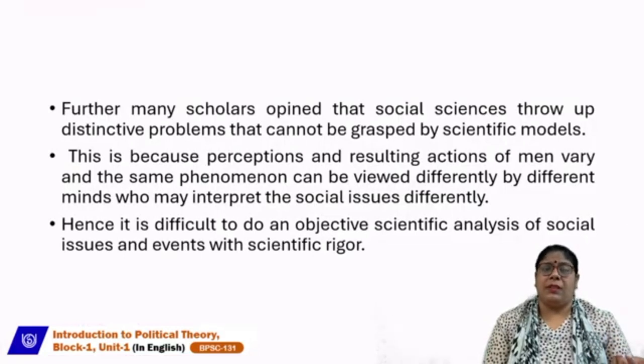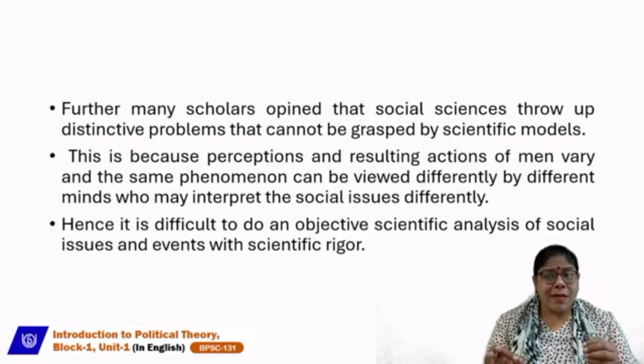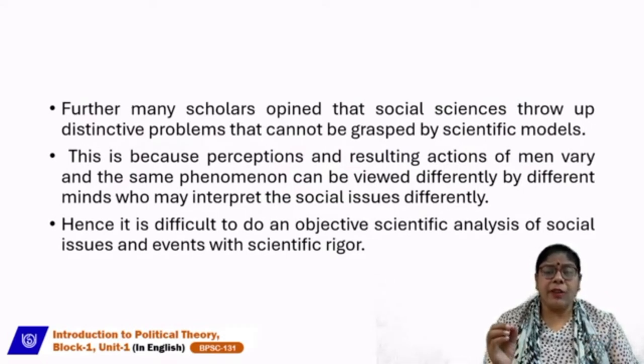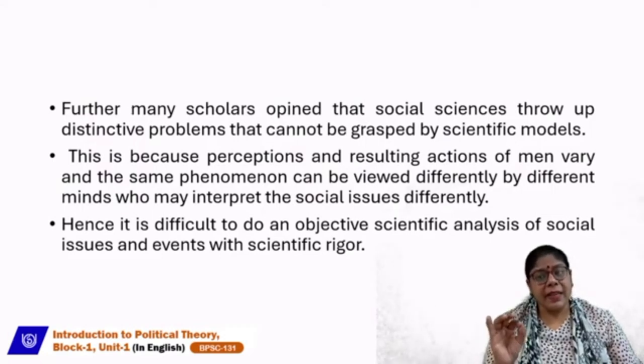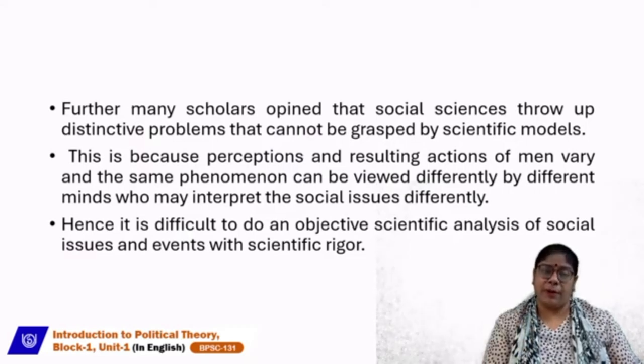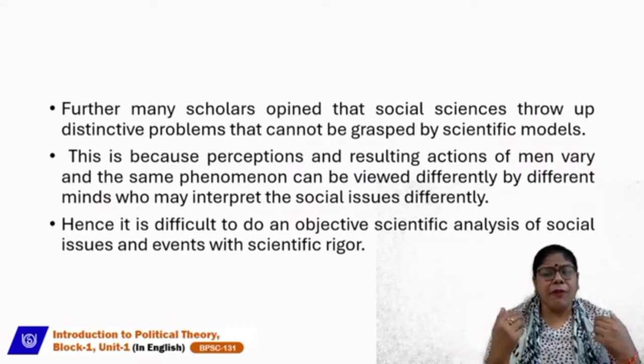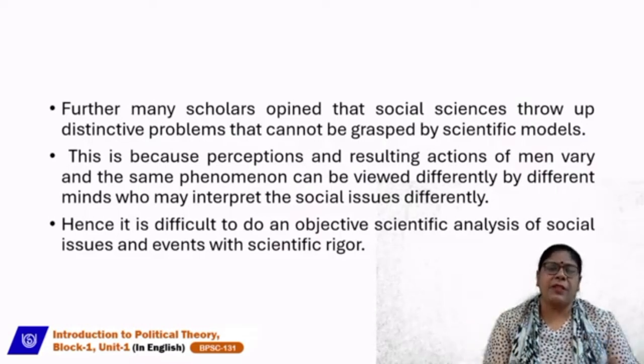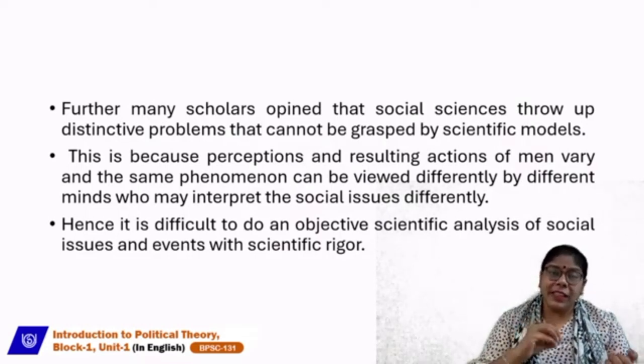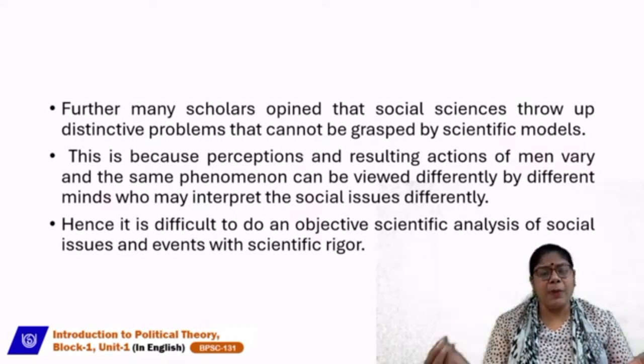So many scholars have the opinion that social science throws up distinctive problems that cannot be grasped by the scientific model. This is because perceptions and resulting actions of man vary, and the same phenomena can be viewed differently by different minds who may interpret the social issue differently. They can interpret the social problems differently. They can interpret the solutions differently.